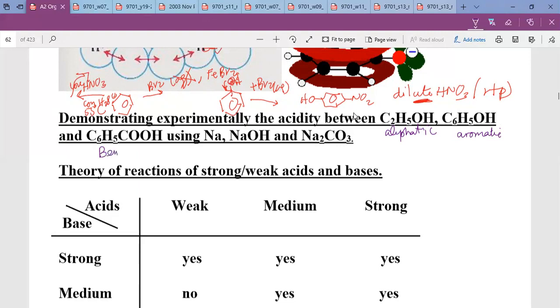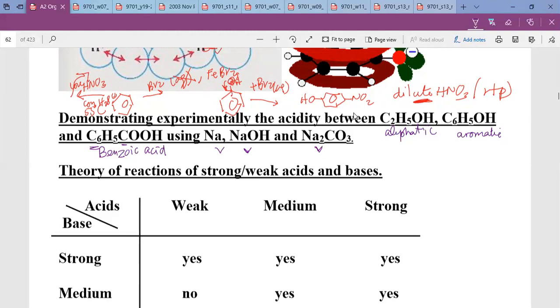Why benzoic? Why benz? 6 plus 1 carbon, 7 carbon. 6 carbon is phen, like phenoxide. Now, with three things here: sodium, a metal, is actually a base, an electron donor. Never mind, you don't have to learn that because I told you before. Then sodium hydroxide, which is also a base, and sodium carbonate is also a base.